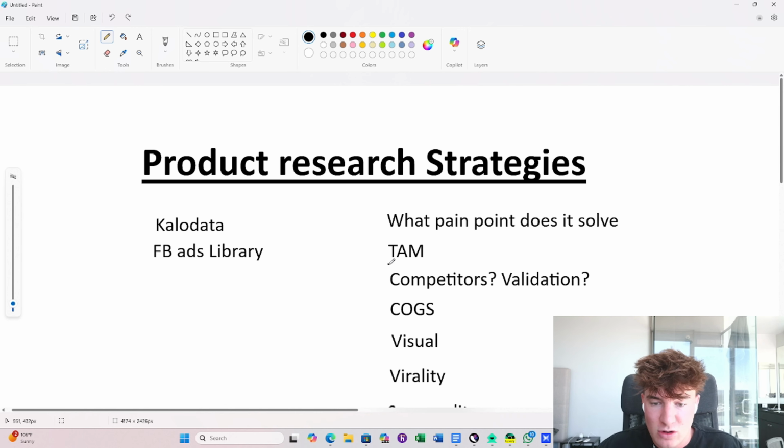The next thing I'll look for is TAM, which is total addressable market. So basically what I'm looking for in this is how big is the market that I'm selling to. Obviously with the example that I just said, the bracelet maker for kids, obviously a lot of moms have kids. Obviously most moms have kids. So that is a massive audience. And there's a lot of people in that audience that I can sell to.